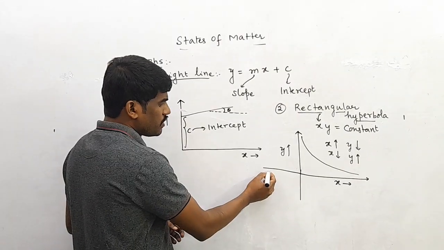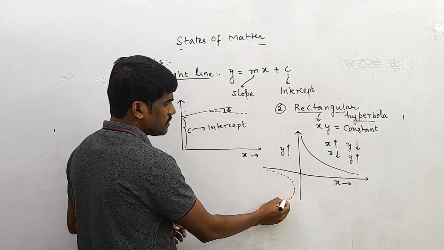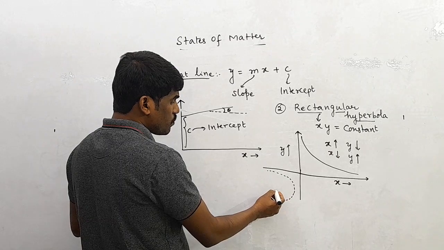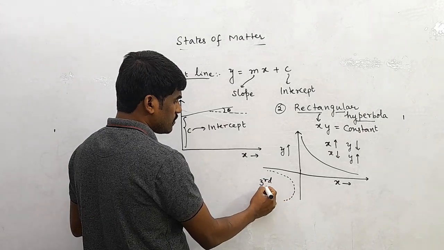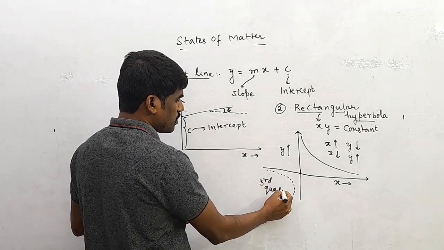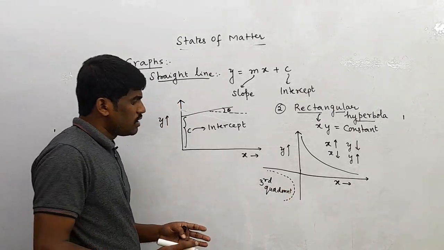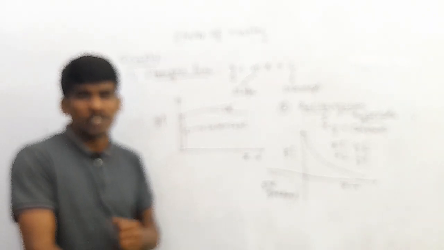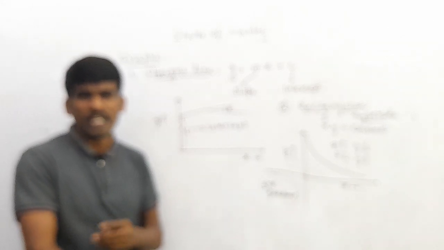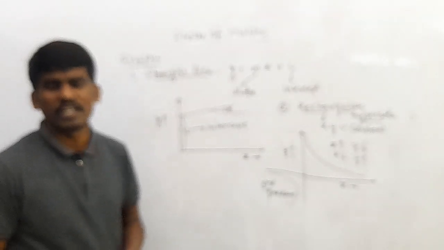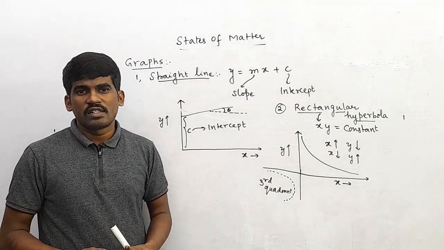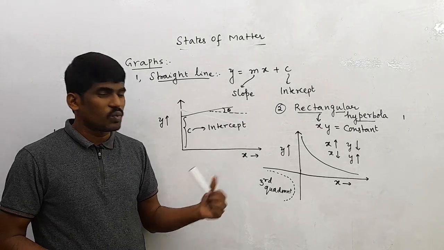And another kind of graph we are also going to get, like this kind of graph. But this kind of graph is possible in the third quadrant, isn't it? Third quadrant in the sense that it is going to be negative. That graph is a symmetrical graph, which is observed in the third quadrant.